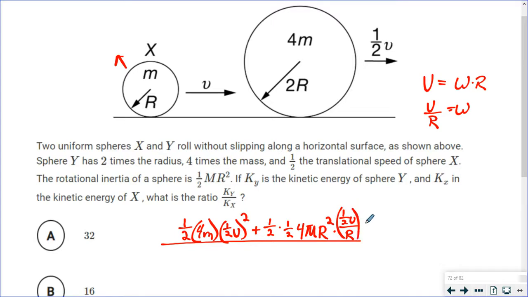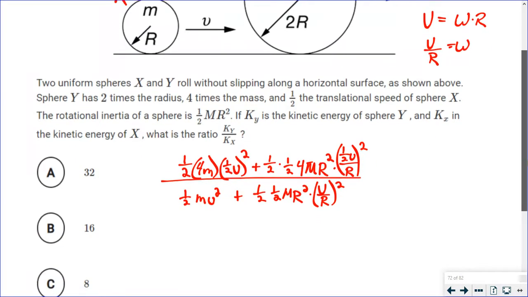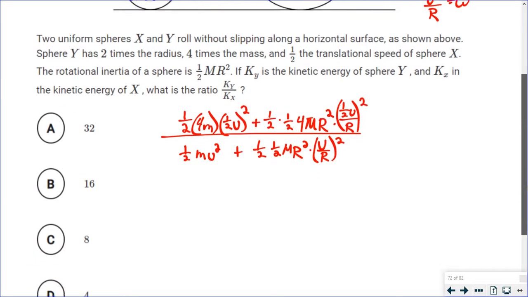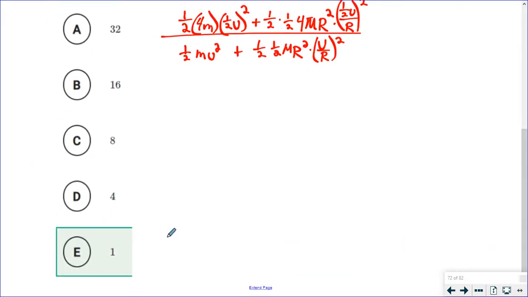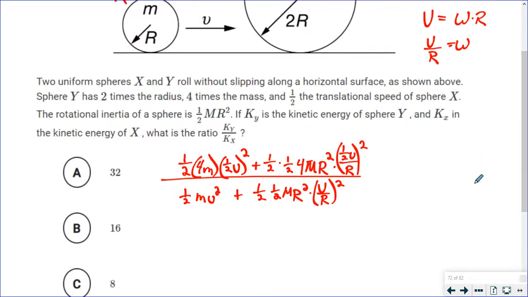And then this is going to be squared. I'm going to do the same thing for my little sphere. My little sphere is 1/2 mv squared, and it's just m, plus 1/2, my I for my little sphere would be 1/2, just mr squared, times v over r, quantity squared. And now you just have to cancel everything that cancels, combine like terms, and figure out what that comes out to. And if you do that, the answer comes out to a 1 right here, to your E. In other words, the top and the bottom are the same. And I'll let you do the algebra for that.